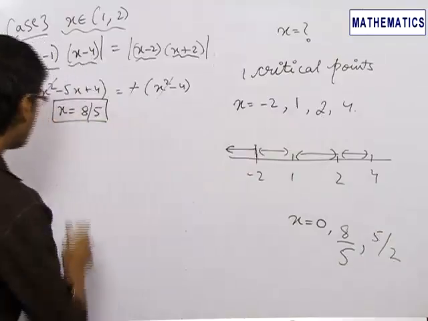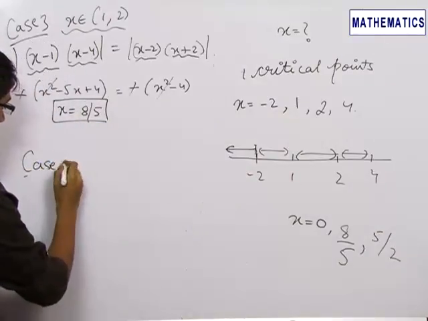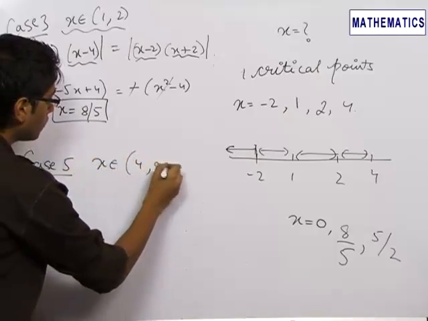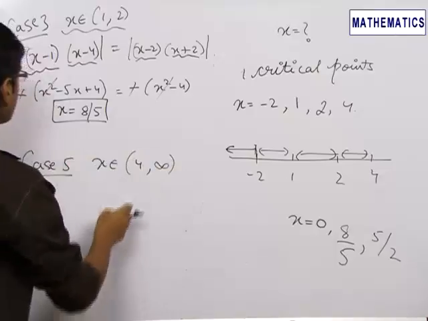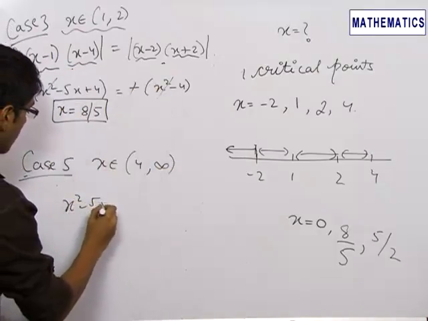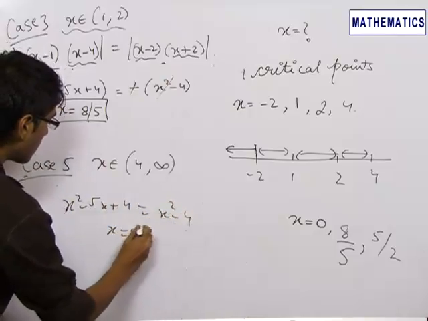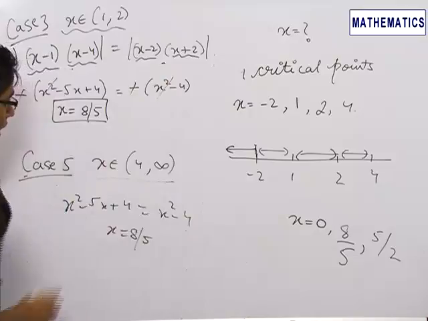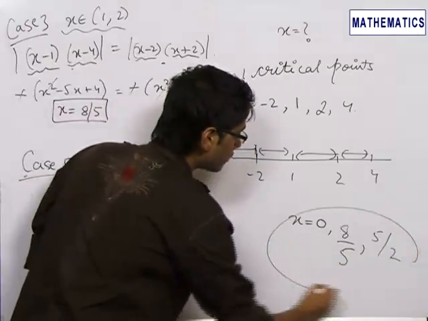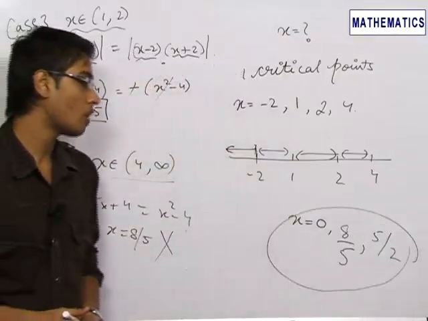Now last and final range is x belonging to 4 to infinity. This is positive, this is positive, this will open as x square minus 5x plus 4 equals x square minus 4, which gives x equals 8 by 5. But 8 by 5 is not lying in this range, so we reject this value of x. So the three values of x satisfying our given equation are x equals 0, x equals 8 by 5 and x equals 5 by 2.